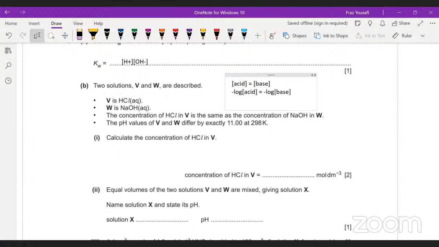So here's what we do know: when I take the pH of any given solution at a given temperature and add that to the pOH of the solution, this is supposed to be equivalent to 14. Even though technically this is not a calculation they would want you to do. Having told you that pH plus pOH is equal to 14 at any given temperature, what they've told you is that the pH values of V and W differ by exactly 11.